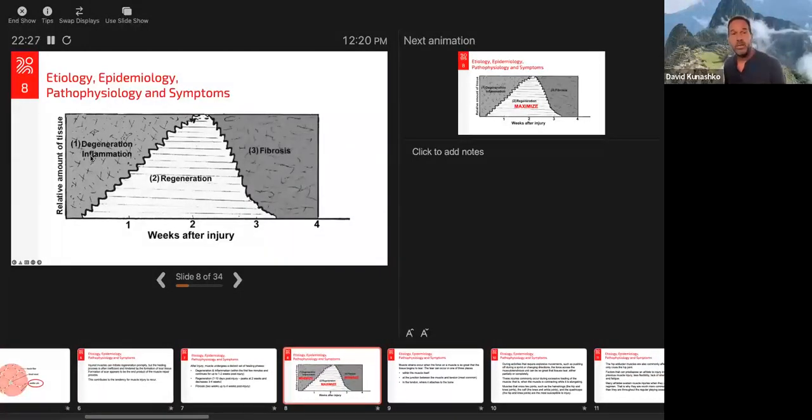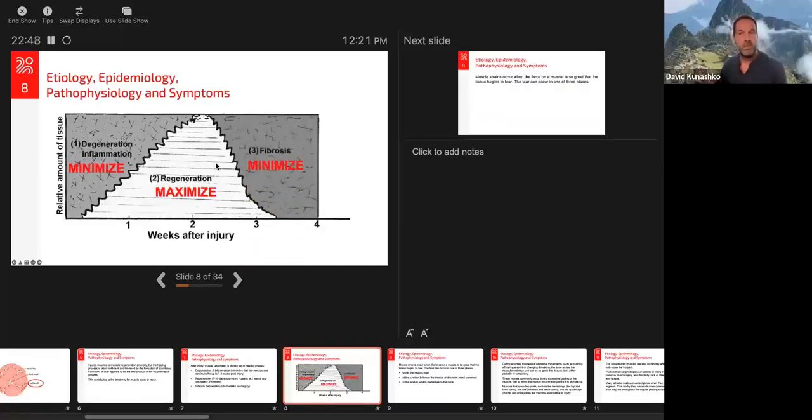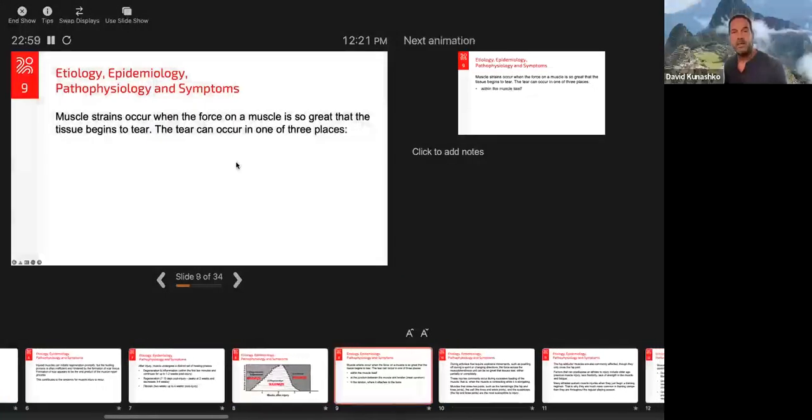Here you can see the degenerative phase and inflammation is very strong initially, then it starts to decrease as regeneration builds up, and then fibrosing starts to kick in as well. We're trying to maximize regeneration and minimize degeneration, inflammation, and fibrosing, right? The beauty of laser therapy is it has a lot of tools, a lot of activity that can help you achieve this, which means more complete healing and faster resolution of a muscle strain.